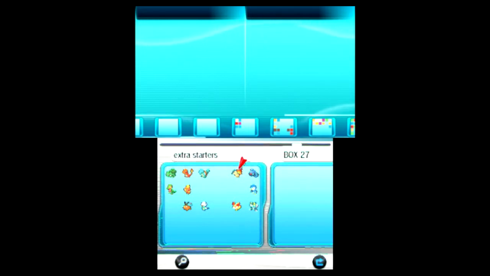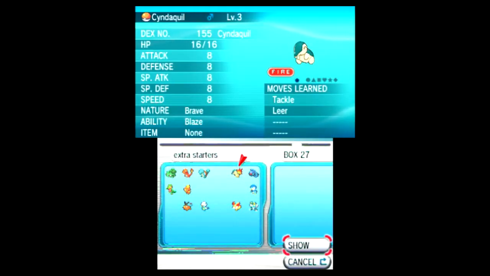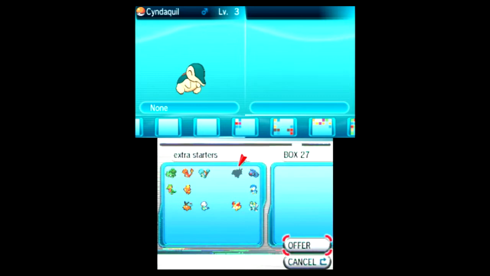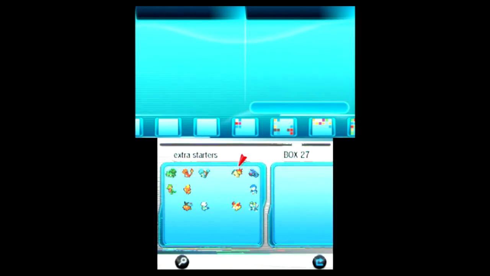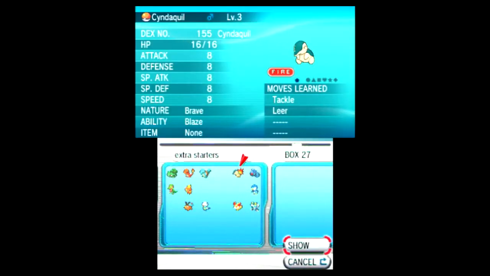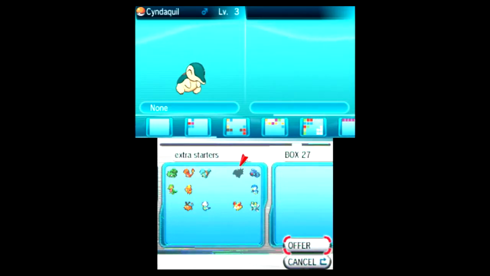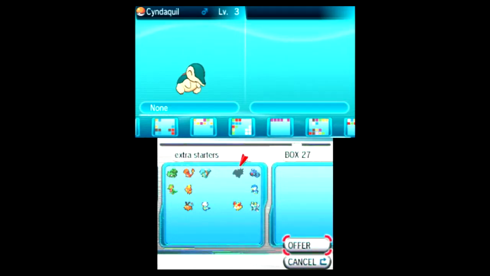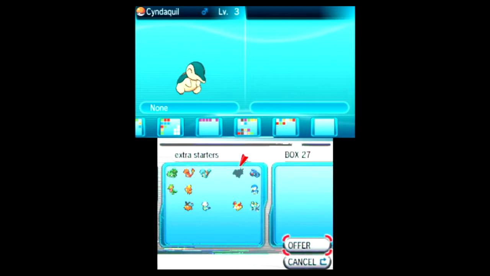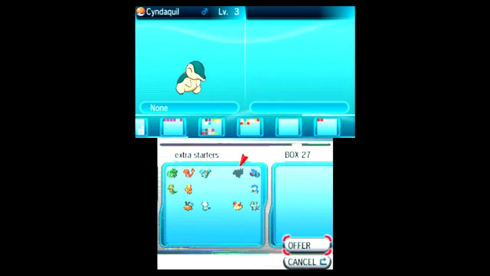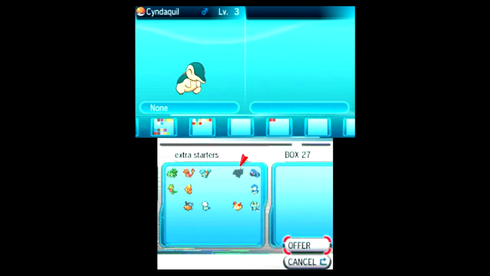I have my starters here. You see the Beldum right there. Now I'm going to trade him over this Cyndaquil. Somehow that Cyndaquil is at level 3. I'm not entirely sure how or why it's at level 3 and not at level 1, because most of these are Pokemon that I bred, you know? So they should have just been at level 1. Maybe I had him in my party for some reason when I was breeding something, and he got some experience from something. I don't know. But anyway, he ended up at level 3.